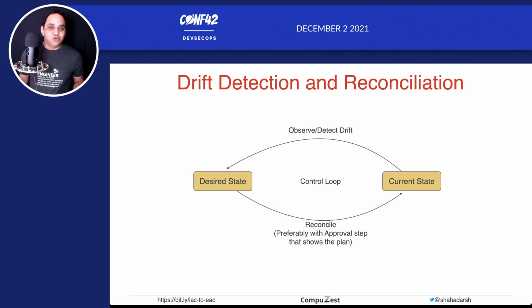Environment as code has a control plane that contains a reconciler that observes whether the desired state and the current state have drifted and then reconciles them. You might be thinking this looks like Kubernetes controllers, and yes, it is based on the same concept. In fact, you can use Kubernetes controllers to achieve it. In this case, though, it probably makes sense to have an approval step that shows the plan before bringing the actual state back to desired state. And this might involve destroying or recreating infrastructure.